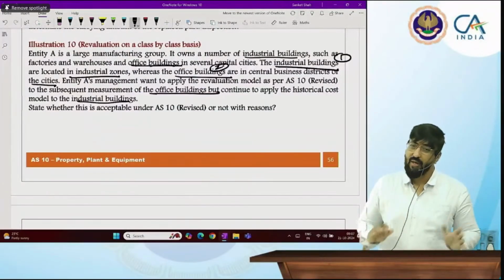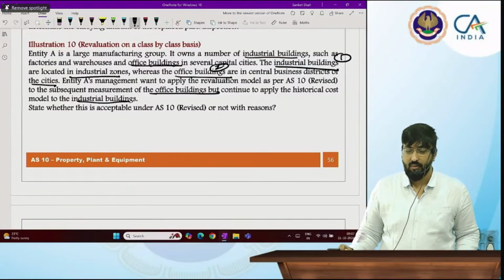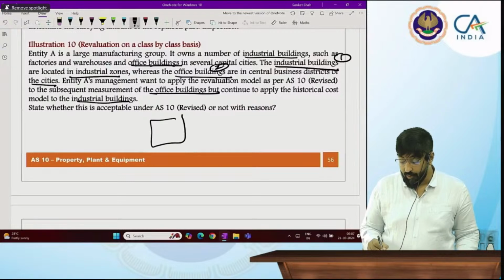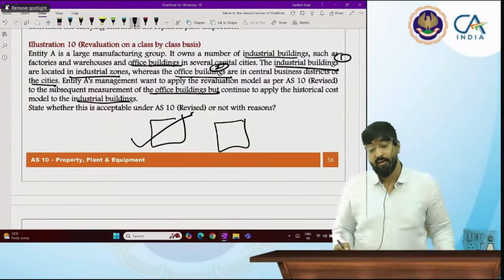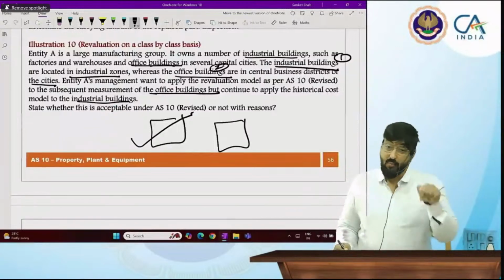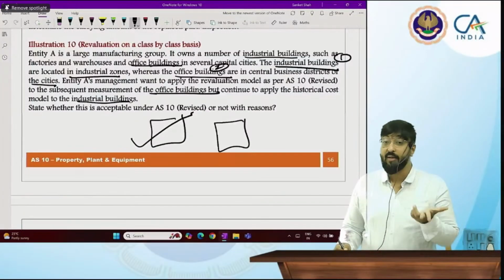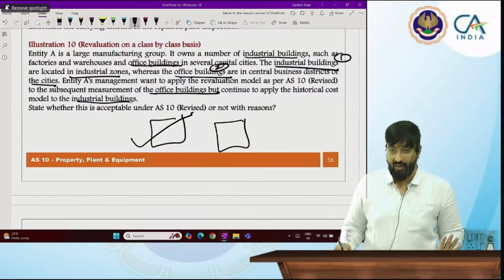So is this allowed? No sir, it should be the same. No, it is allowed for different. For example, you are revaluing plant and machinery, but you are not revaluing motor car, that is okay. But if you are revaluing one motor car and you are not revaluing another motor car, in that case, it is not allowed.